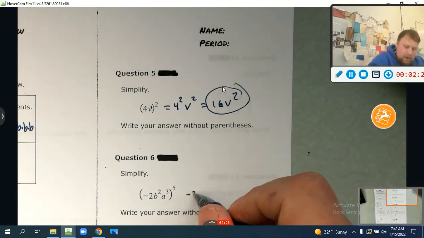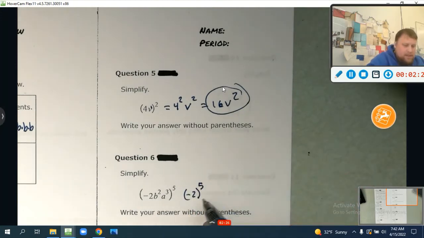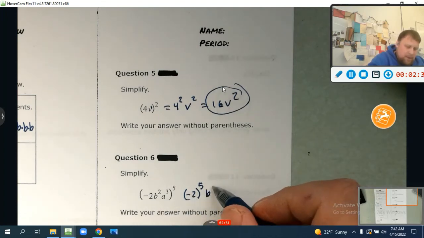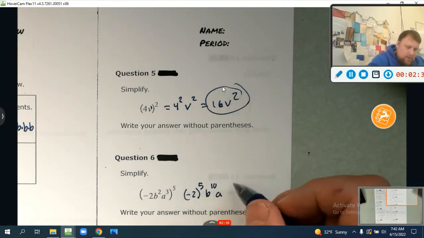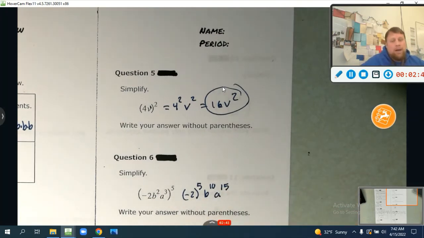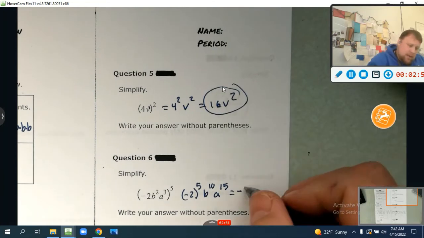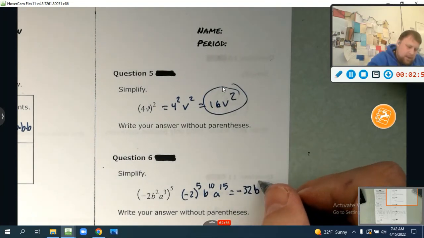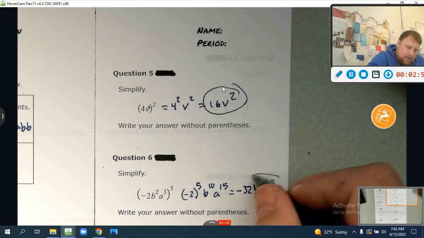We're going to have -2. We got to put it in parentheses because the negative's attached to this, right? It was inside of these parentheses to the 5th. Then I'm going to have b to the 2 times 5, which is 10. a to the 3 times 5, which is 15. And what's -2 to the 5th? Well, whenever you have odd powers and a negative in there, it's going to be a negative answer. So we know this is going to equal negative. And then we got 2 times 2 is 4, times 2 is 8, times 2 is 16, times 2 is 32. So -32, b to the 10th, a to the 15th. Boosh, right there.